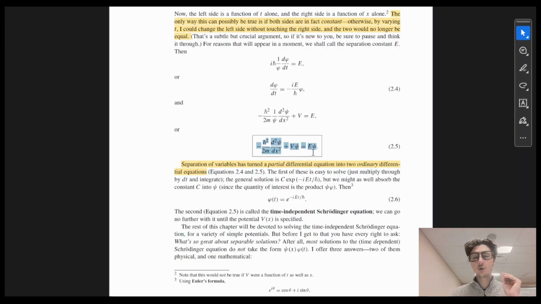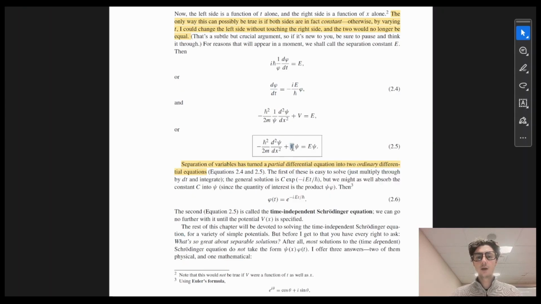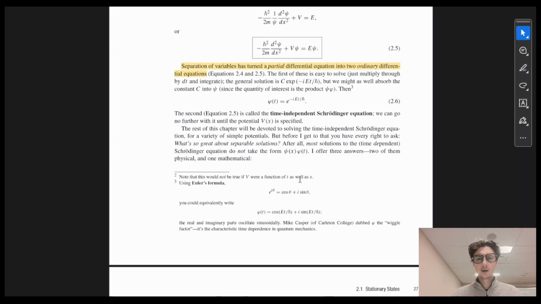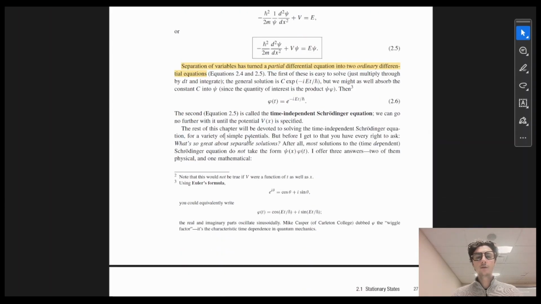But this second equation here that we got from separation of variables, we cannot solve because V is unspecified. It is a function that depends on the system that you're exploring. The time part is general for all systems, but the position-related equation depends on your potential because the potential depends on the position. So we need a V of x to be specified. The rest of the chapter will be devoted to solving the time-independent Schrödinger equation for a variety of simple potentials.